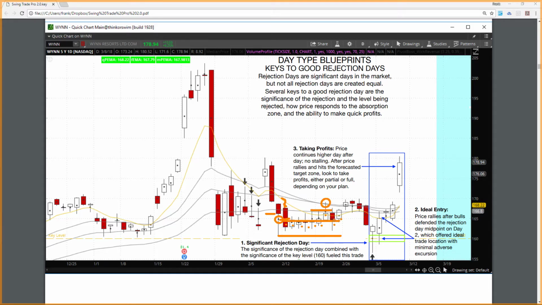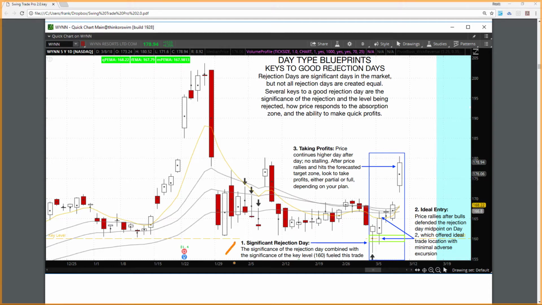That's not what you want to see. You want the ability for that move to make quick profits after you get in. You want to see that thing hustle. You want it to see higher highs and higher lows day over day. You want to see a continuation. And so again, there's several keys that make a great rejection day.